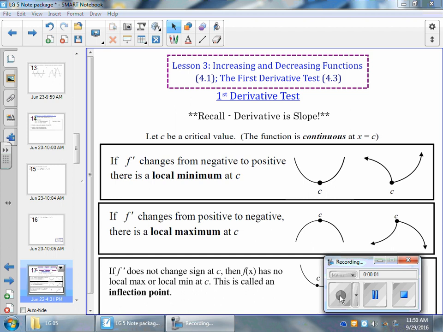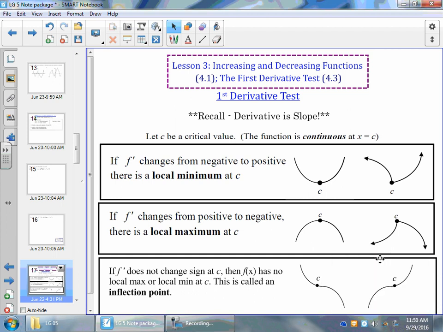All right, so carrying on with Learning Guide 5, which, remember guys, the whole point of this Learning Guide 5 is to be able to draw a graph very specifically, very accurately without the use of technology. So we're going to talk about something really important in this lesson 3, which is the first derivative test.